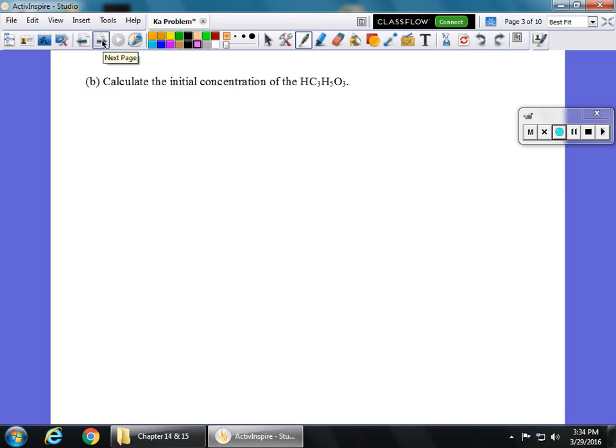Part B asks you to calculate the initial concentration of the acid. Now this doesn't have to do with equilibrium or Ka. This is just being able to do a concentration problem. You're given a mass of 120 grams of the lactic acid, HC3H5O3. So you're going to have to turn that into moles, right? Because we're looking for a molarity. And that's going to be the molar mass. We're going to add that up. It's 90.02, I think, or 90.09 grams per mole.